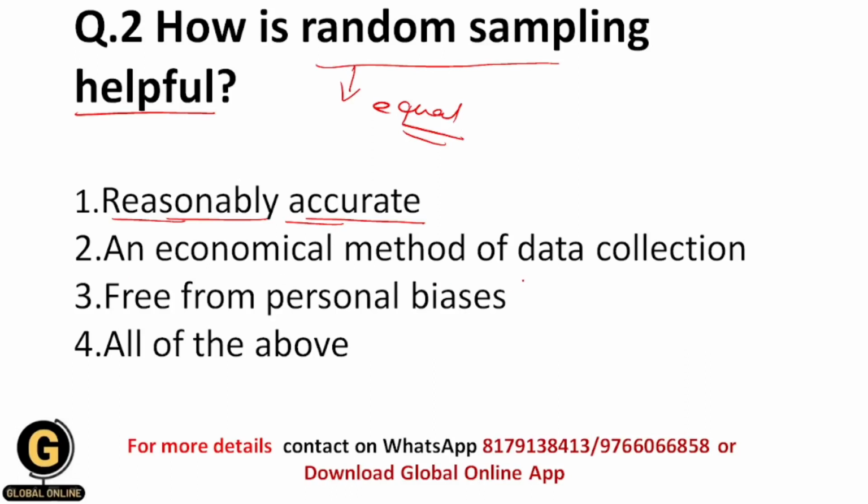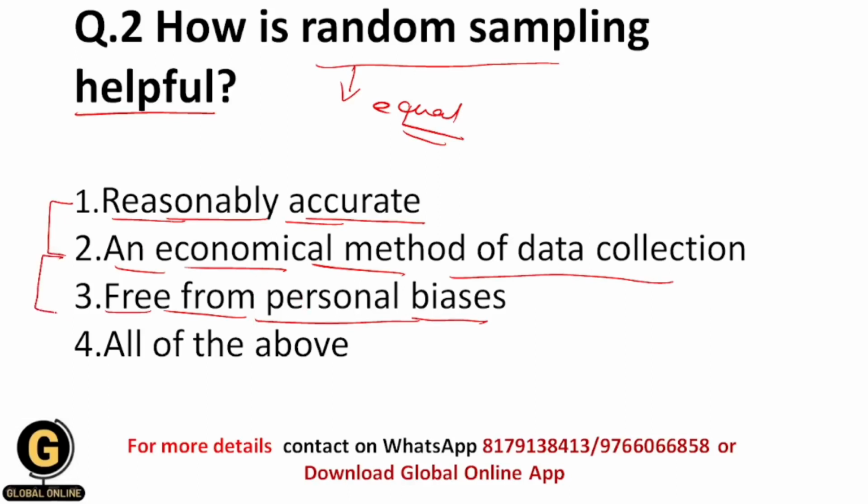An economical method of data collection. Yes, it is an economical method of data collection, and also a traditional method of data collection. Free from personal biases. Yes, it is free from personal biases because everyone is getting an equal chance. There is nothing like one person getting a special chance and another getting less. So these three things are helpful for doing research because of random sampling, and that's why the correct answer to this question is what?